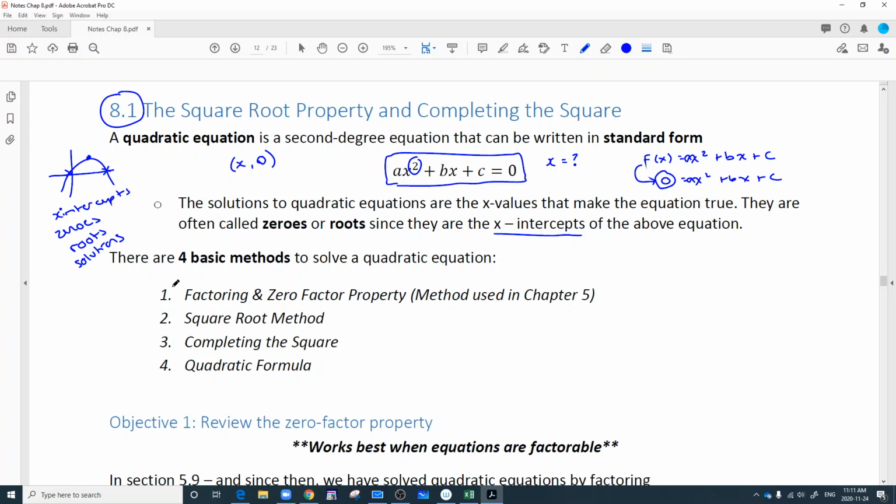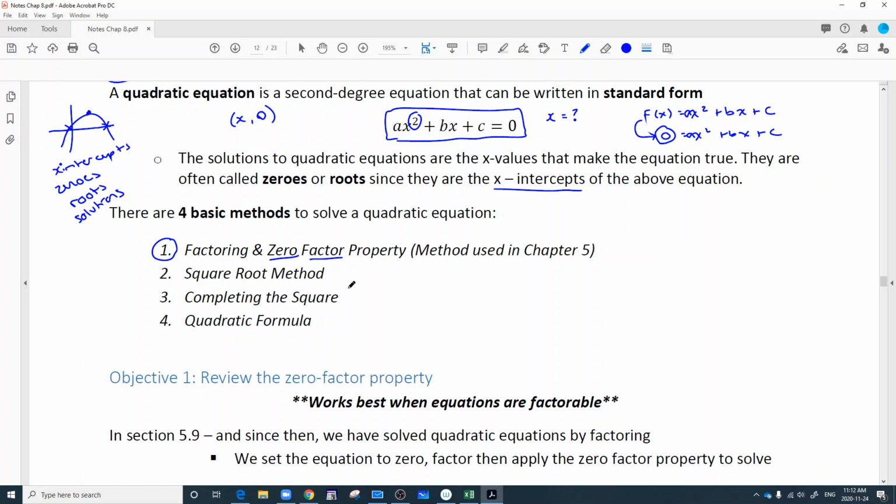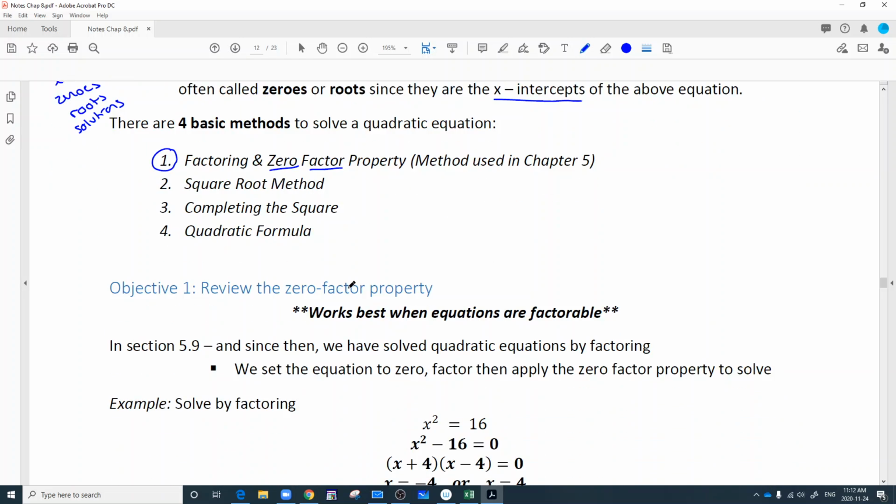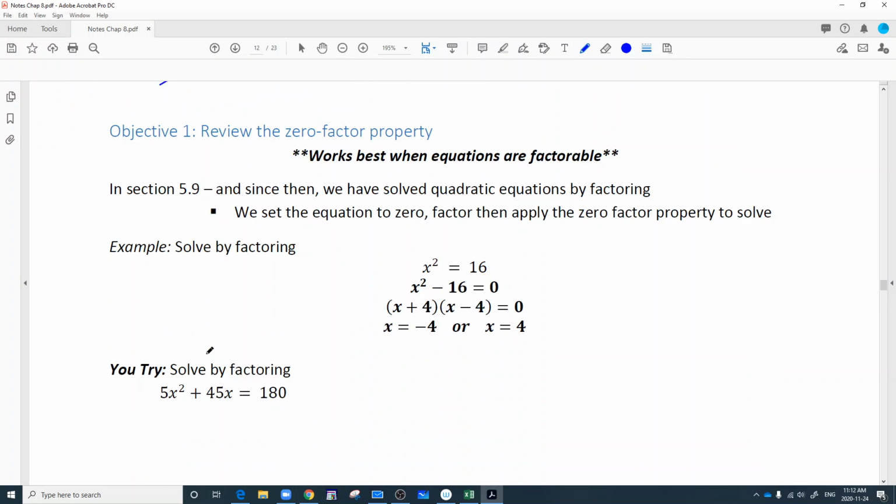Now, in chapter 5, we did this by factoring. We used the zero factor property. But that won't always work. Not every quadratic equation is factorable. So in this chapter, what we're going to move on to is 3 more methods for solving for these x-intercepts, zeros, roots, and solutions. So let's start with objective 1.